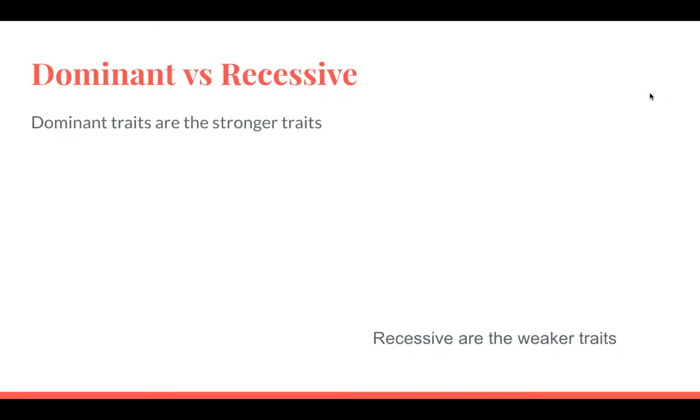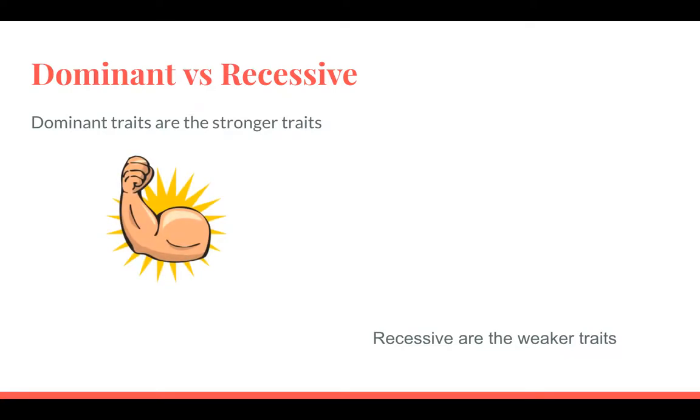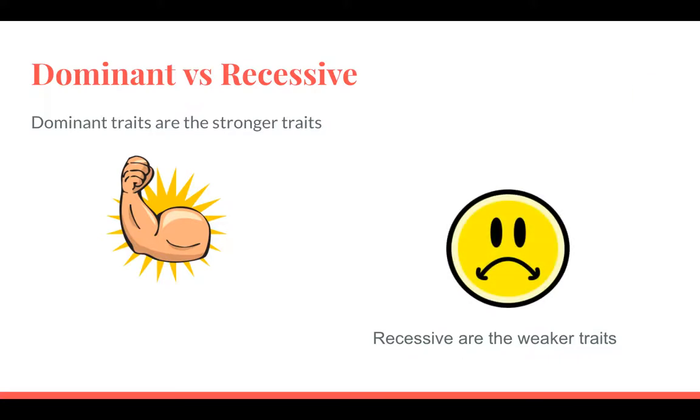So, dominant versus recessive. Again, the dominant traits are the stronger traits. So if there's one of each, it's going to overpower the recessive trait. This happens quite often with many traits that we will cover. The recessive traits are the weaker traits. These are the ones where you need both a recessive gene from mom and a recessive gene from dad in order to show the recessive trait.